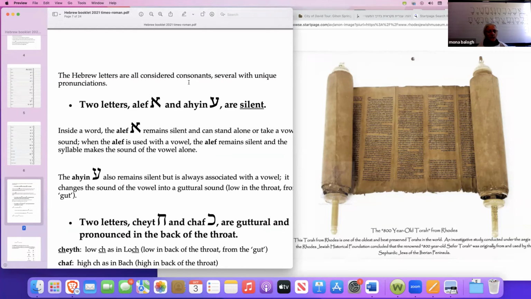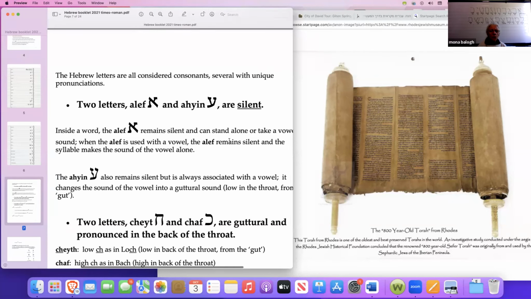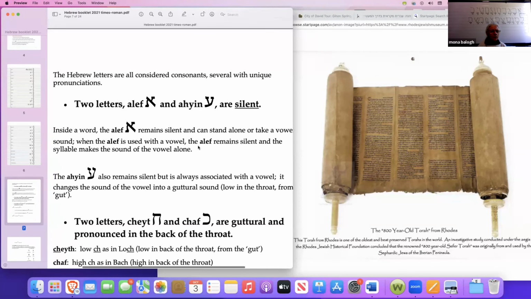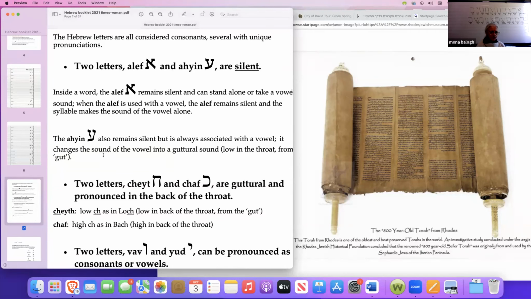The Hebrew letters are all considered consonants, okay? All the letters that we have up on the board here, several with unique pronunciations. Two letters, aleph and ayin, are silent. Inside of a word, the aleph remains silent and can stand alone or take a vowel sound. When the aleph is used with a vowel, the aleph remains silent and the syllable makes the sound of the vowel alone. The ayin also remains silent, but is always associated with a vowel.